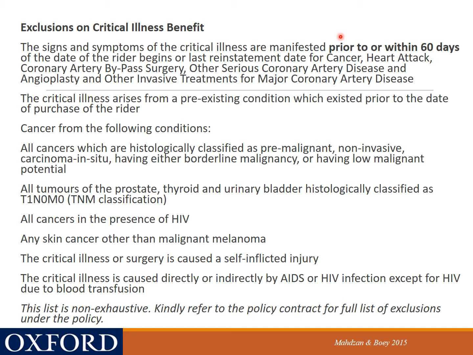This is to handle the issue of anti-selection, whereby if somebody suspects that he or she might have a heart attack, or suspects that she has cancer, and quickly takes up an insurance policy, the insurer can check through medical records and so on. So if this illness had manifested within the 60 days, it is usually not covered. This is to deal with the problem of anti-selection.